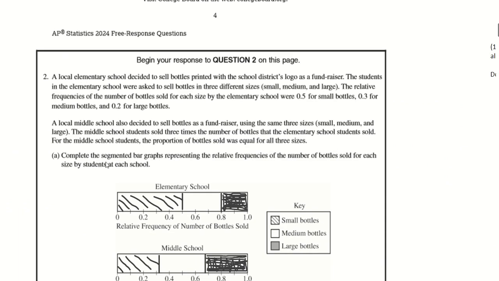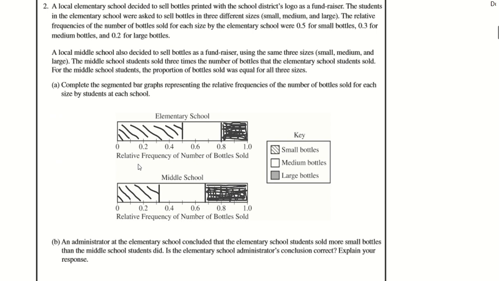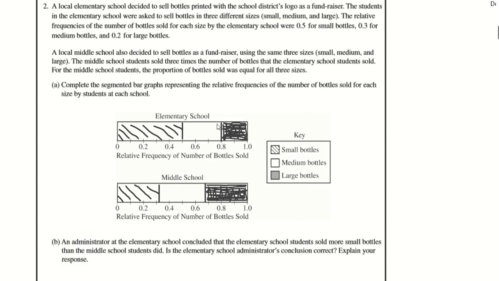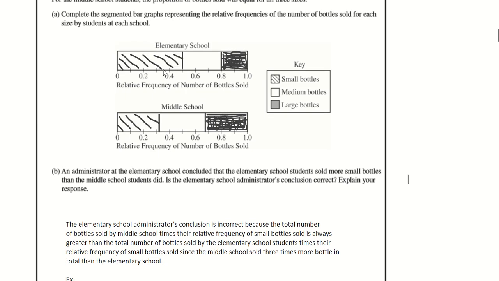Again, you can pause the video if you want to read the whole question, but let's dive into my response for question 2, part A. So here are my segmented bar graphs, and I plotted the relative frequency for elementary school using what they have given us. As you see here in the problem, the relative frequencies for elementary school were 0.5 for small bottles, 0.3 for medium bottles, and 0.2 for large bottles. As you can see here, I put this onto the segmented bar graphs, and again, it aligns with the key that they gave us here.